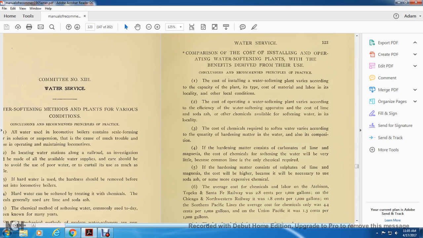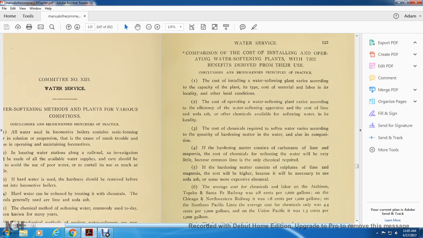A comparison of the cost of installing and operating water softening plants with the benefits derived. The cost of installing a water softening plant varies according to the capacity of the plant, the type, the cost of material and labor, and the local conditions. The cost of operating water softening plants varies according to the efficiency of the water softening apparatus and the cost of lime, soda ash, and other chemicals available in the locality.